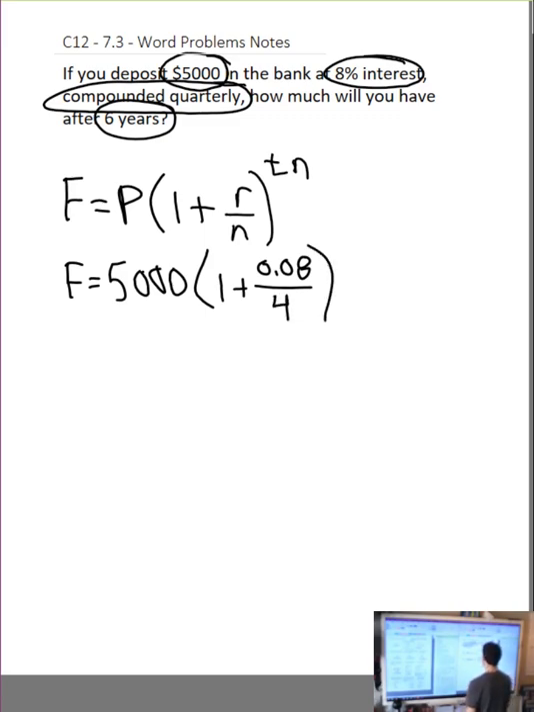To the exponent, T is going to be 6 years times 4, N, the number of times we compound per year, quarterly. And we can simply type this into the graphing calculator and get $8,042.19.